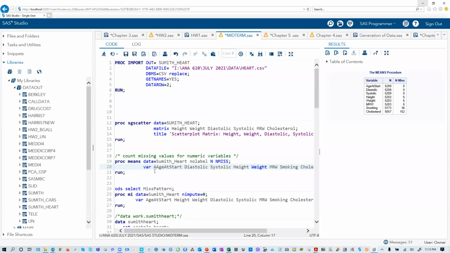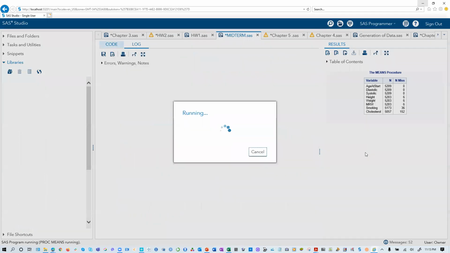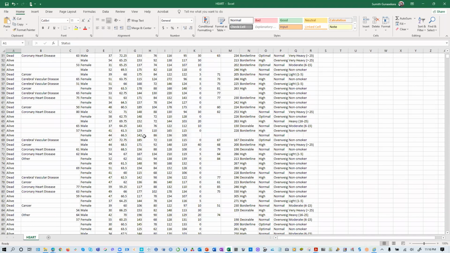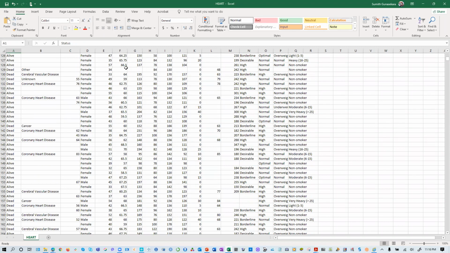I think we can add that one to age at death. See, so many missing. Age at death 3280. Age at start nothing. Smoking, cholesterol 152.36, missing in smoking. MRW, weight, height, systolic, diastolic even have some missing values too. 666. Height and weight, I saw someplace, see, those missing values.